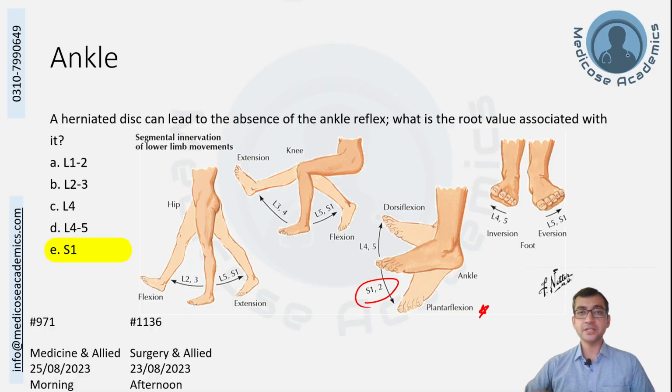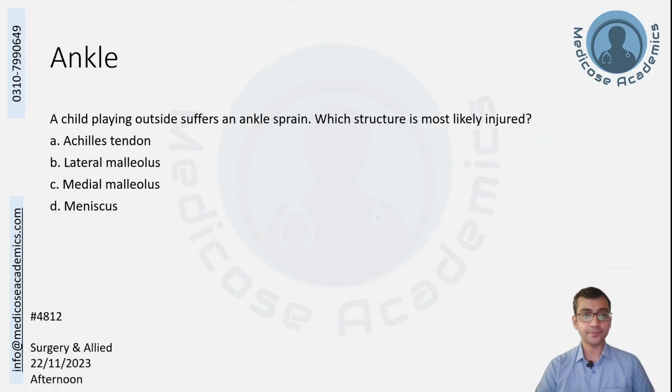For the major reflexes, for the biceps reflex in upper limb, for the triceps reflex, for the brachioradialis reflex, for knee reflex, for the ankle reflex and the superficial abdominal reflexes, you should know the root values. And for the head and neck region, you should know the nerves involved in the corneal, pupillary, jaw jerk and these superficial reflexes, very commonly asked in your exams.